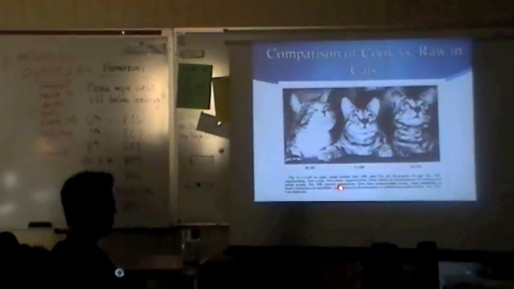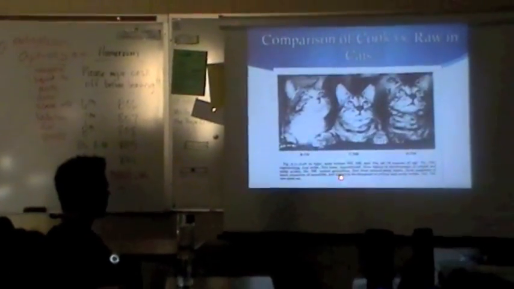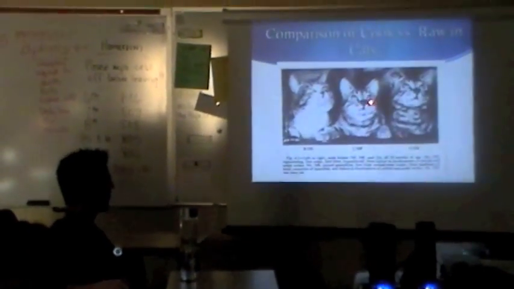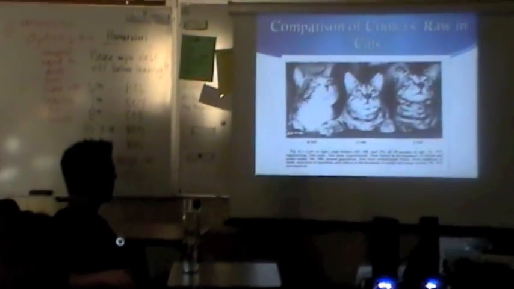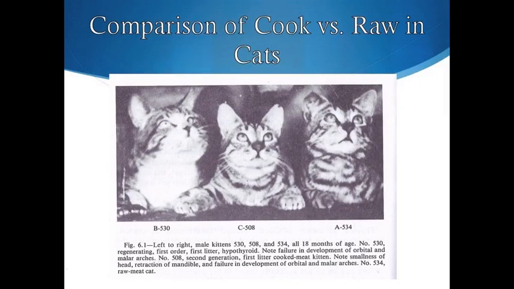Okay? Let's see, 508, second generation, first order meat kitten. Notice the smallness of the head, retraction of the mandible, and failure of development of the orbital malar arches. So here's the mandible, here's the malar, here's the orbital. Okay? And then 534. Look at that. You see the difference between them.